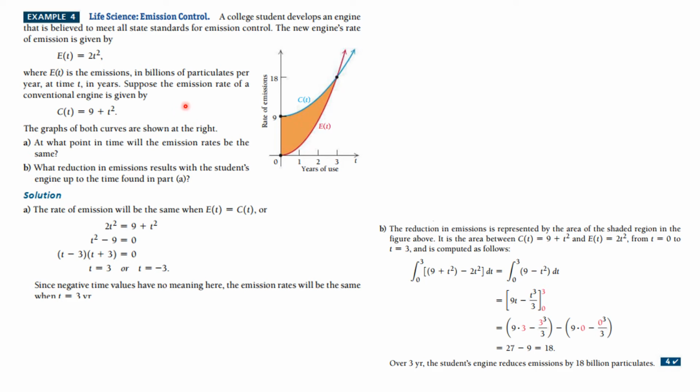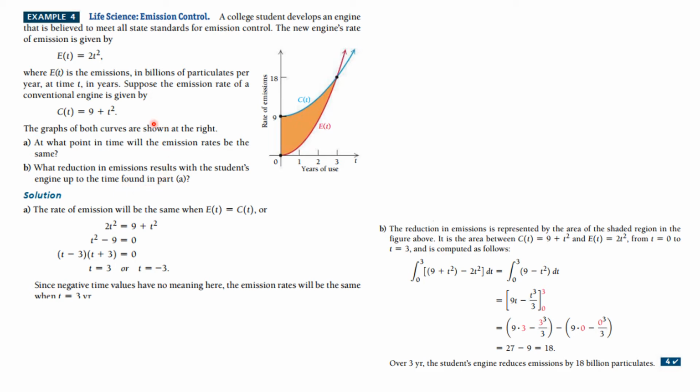Now suppose the emission rate of a conventional engine is given by this: C of t is equal to 9 plus t squared. So you see we have the E of t, which has lower emissions, and the conventional engine that has higher emissions. And so, at what point in time will the emission rates be the same? And so that's one question that people can ask. And part B, what reduction in emission results with the student's engine up to the time found there?